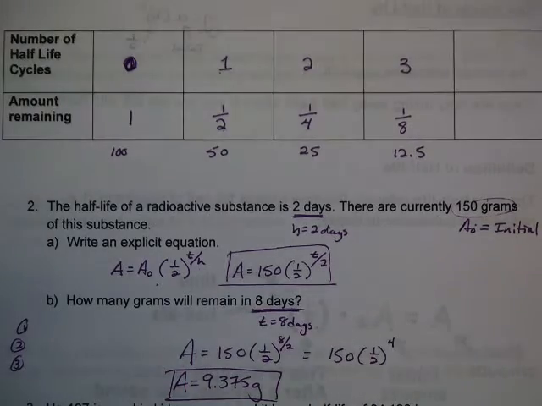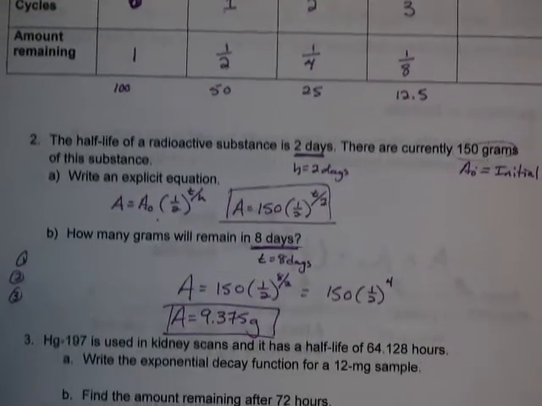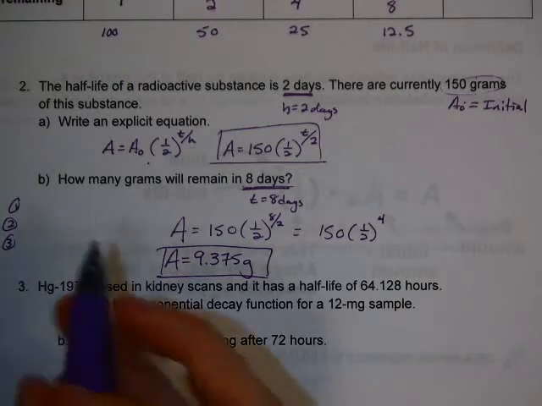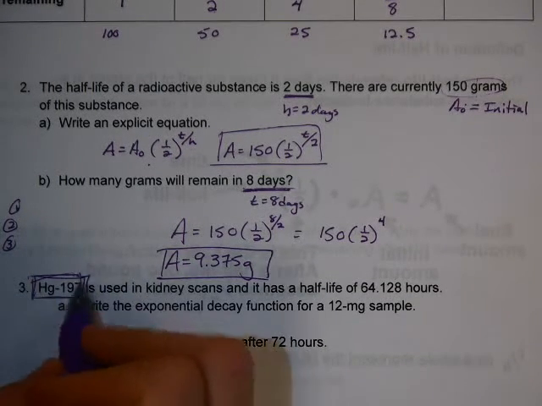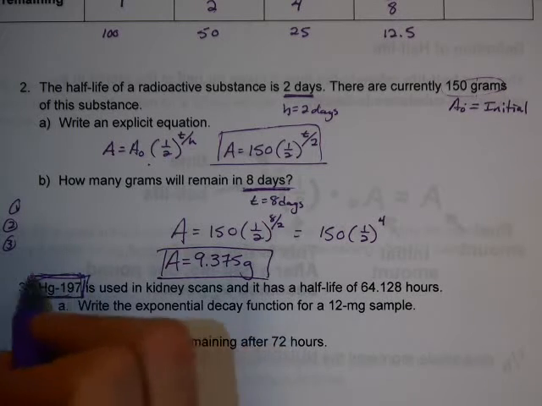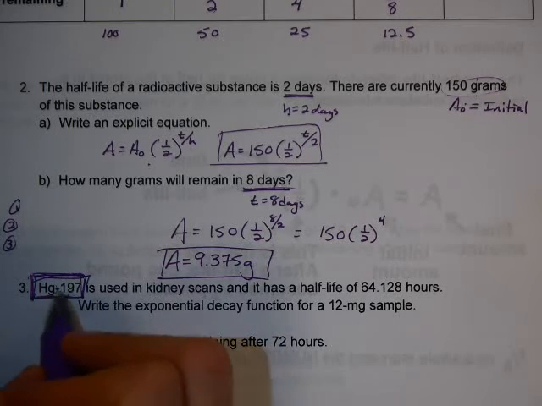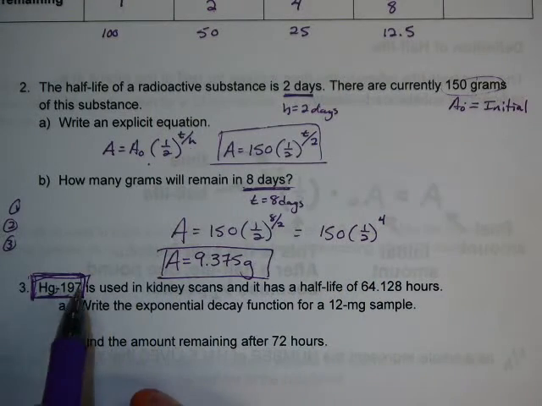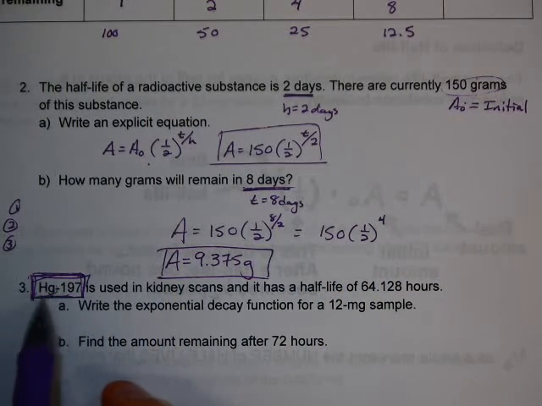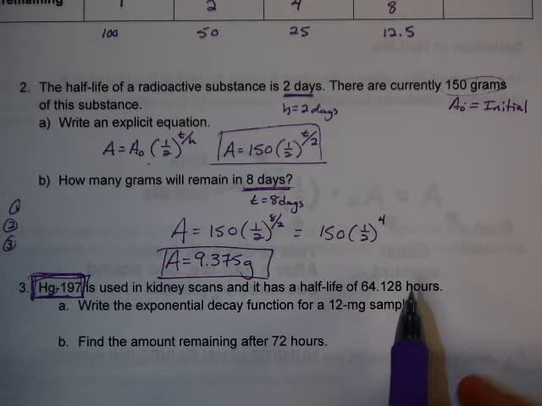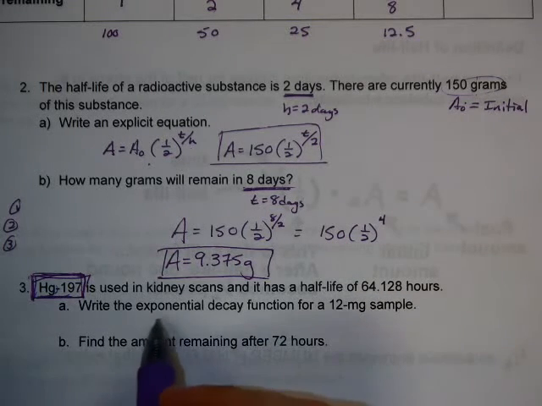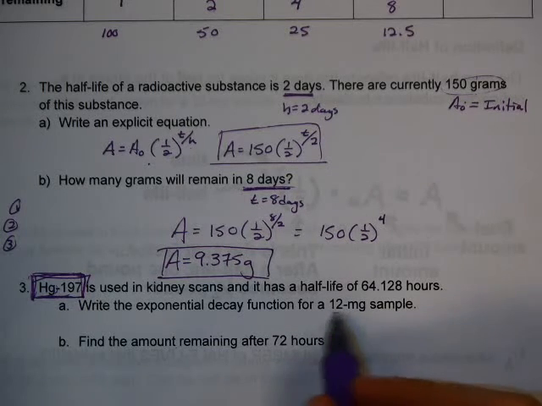Since I got about another 30 seconds, we can try another one. So Hg-197, that is a name. Be careful about confusing those numbers. Typically, Hg-197 or carbon-11, that number belongs to those words and they are combined, they are a name. Hg-197 is used in kidney scans and has a half-life of 64.128 hours. Write an exponential function for a 12 milligram sample.